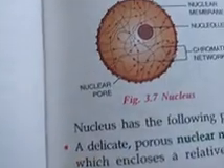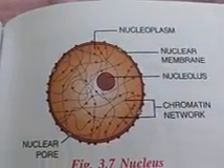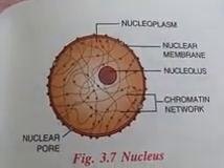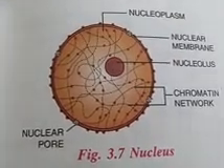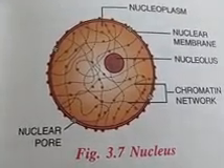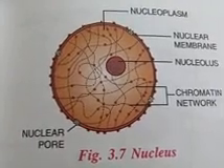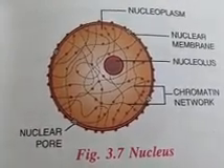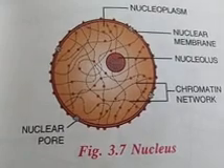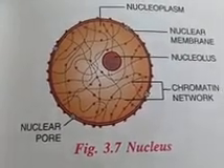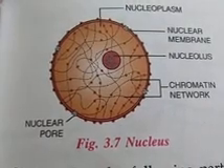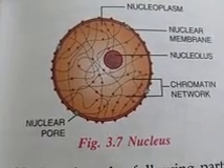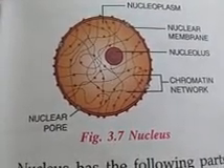Look at the structure of a nucleus. You can see 4 prominent parts. The nuclear membrane, within which lies the nucleoplasm. Inside the nucleoplasm, you can see the dark nucleolus and the chromatin network. These are the 4 essential components of the nucleus.